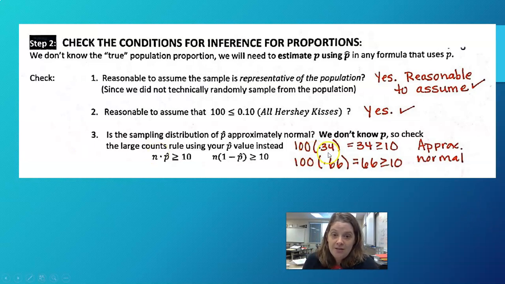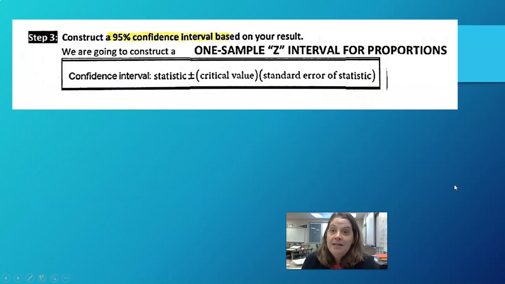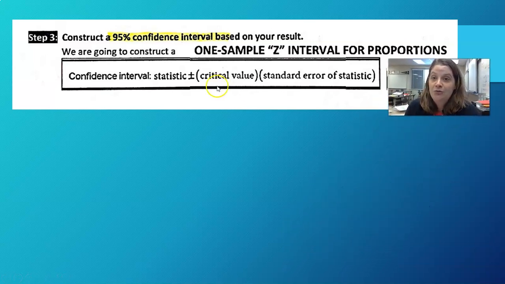So I actually checked this: 100 times 34% and 100 times the failure rate, 66%. And I got those counts. All right. Now, to construct a 95% confidence interval for proportions, we're going to construct something called a one sample Z interval for proportions. And these are all going to have different names as we work along.